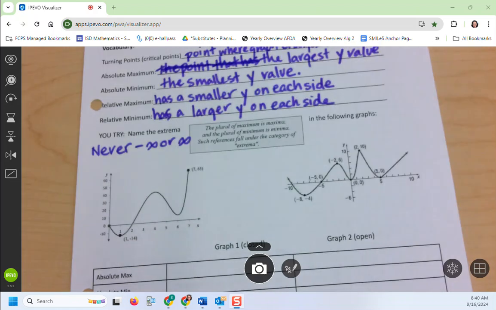Sometimes it's more than one. Yeah, like this graph has a lot of turns, so there's probably going to be more than one.